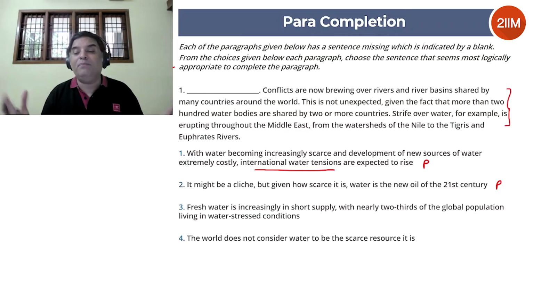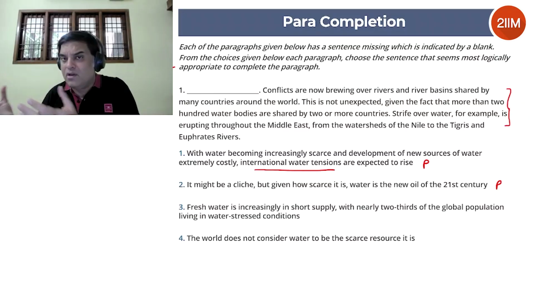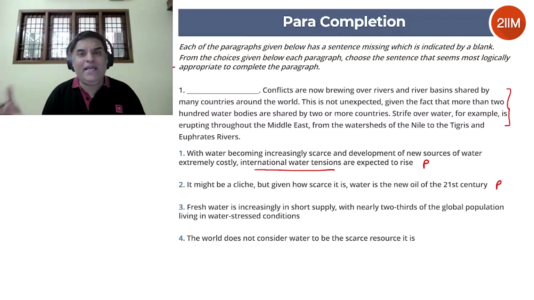Fresh water being in short supply, and people living in water stress conditions, could be due to different reasons. It could be due to a drought. It could be due to rains being irregular, or it could be due to poor water conservation methods. So again, the implication of international water tensions is not there. One has that. So that's why, again, one seems to be better than 3. We'll park it, but one seems to be better than 3.